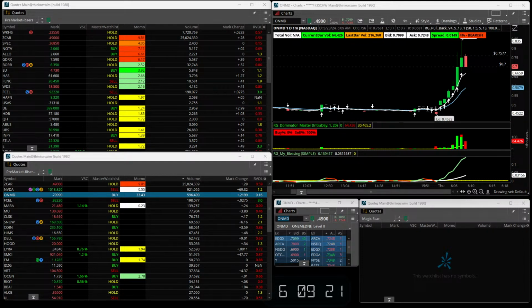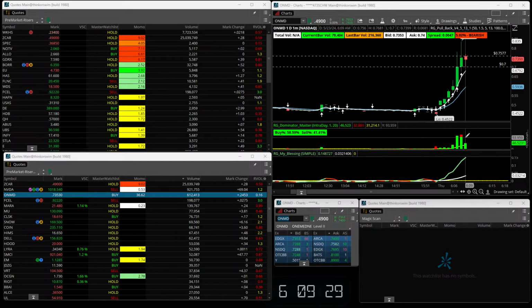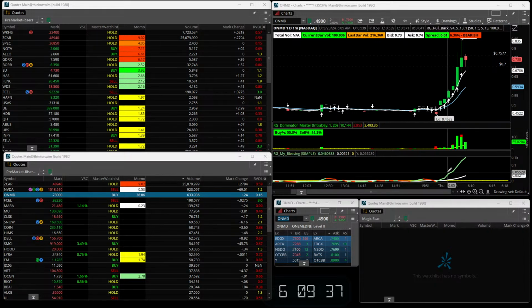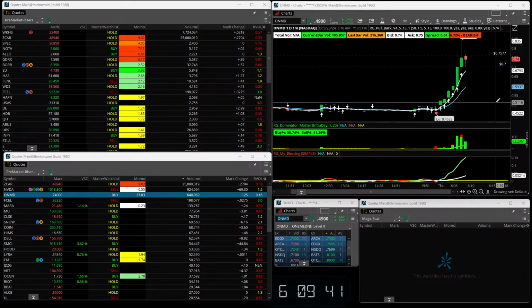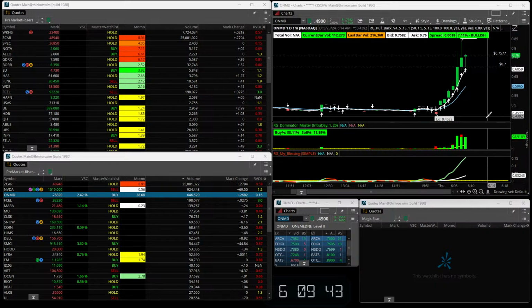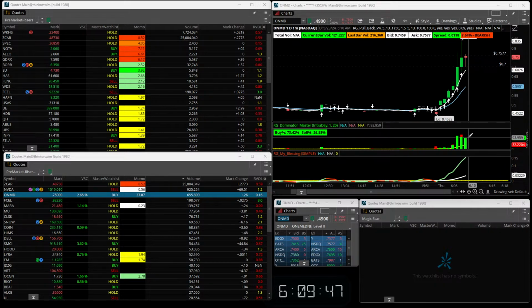There's our retest of support at 70 cents. We should see buyers coming back in. We're now waiting on these dominator bars to turn green. We want to see tall dominator bars. This indicator looks really good. Green dominator bar coming in. Let's see if we can break through that 75 cents.